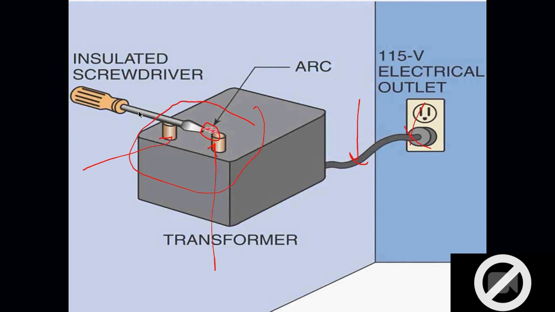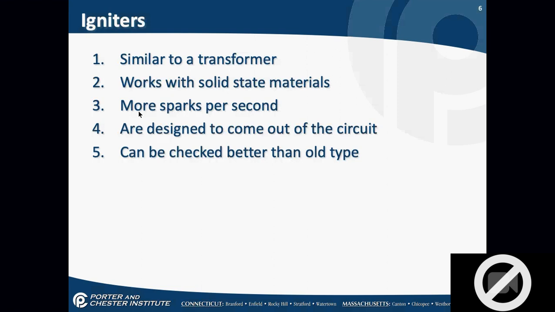Okay. Now, those are the old style transformers. There's not much more I can say about them. Igniters are similar to a transformer, and we're going to have a brief slide set on that as well. But igniters work with solid state materials. The important part about the igniter, and the reason we do it, is that during the ignition sequence it provides more sparks per second than the transformer does. The transformer is going to provide a solid spark, but the igniter provides more sparks per second.